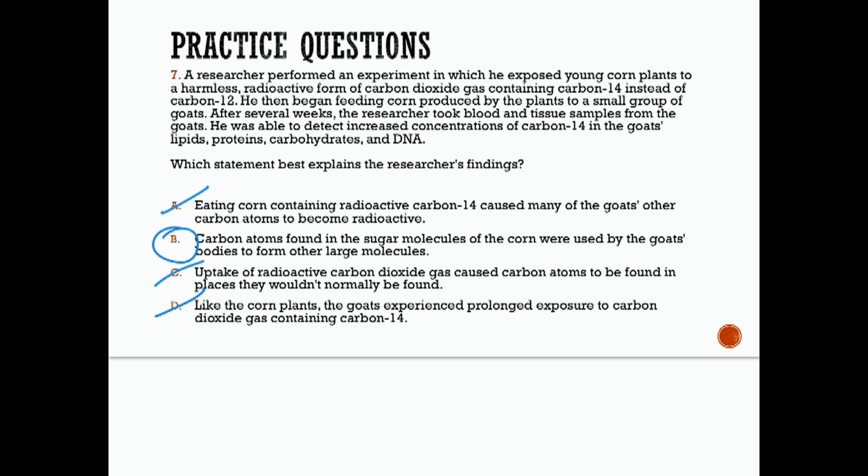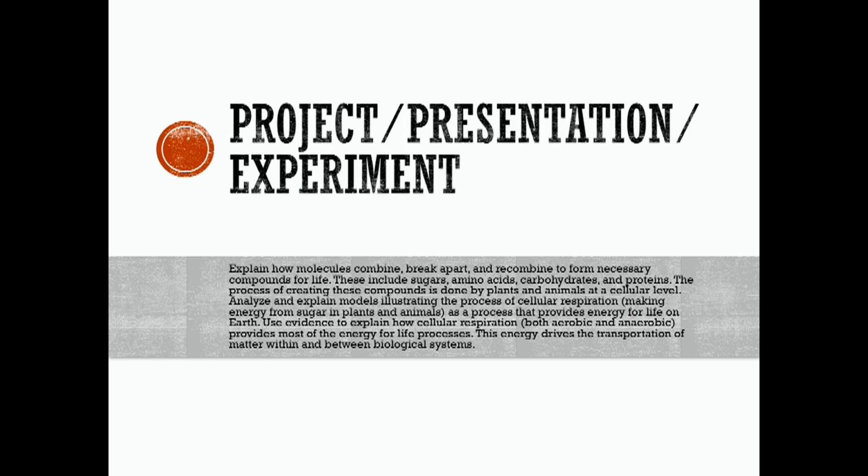All right, so the only thing it really talks about are the increased concentrations in the goat's lipids, proteins, carbohydrates, and DNA. And you would just have to put together that carbon atoms are found in these sugar molecules, all right, and they form these other larger molecules, all right?